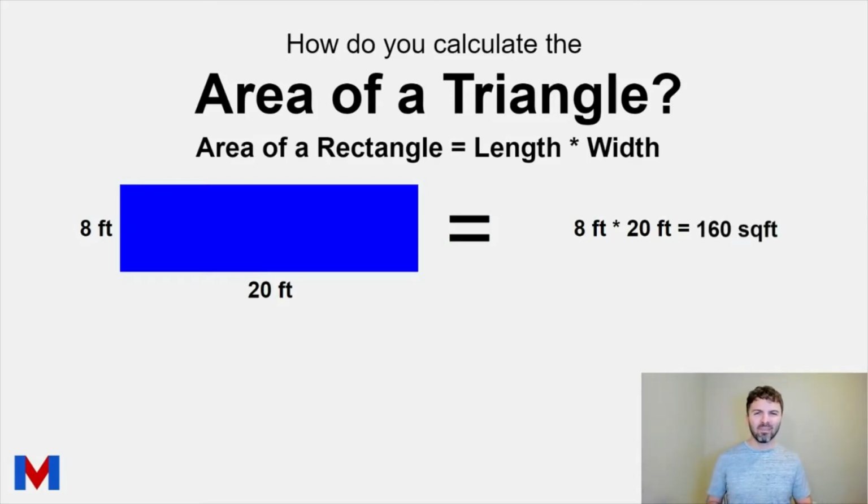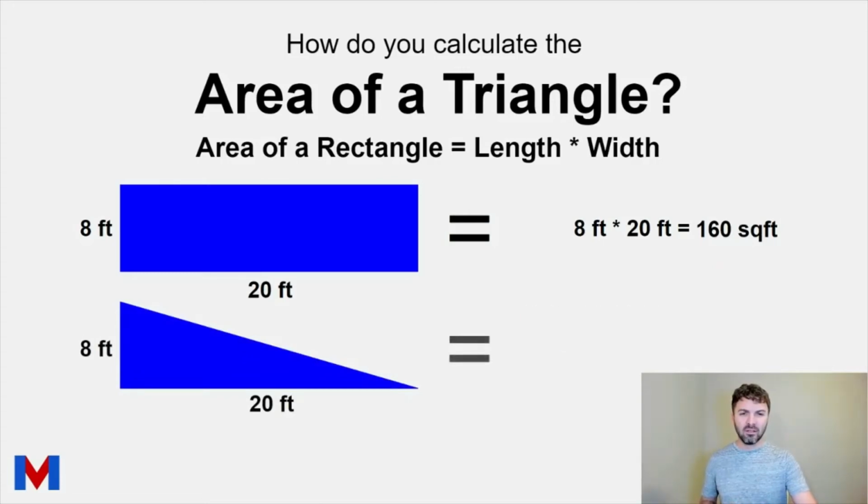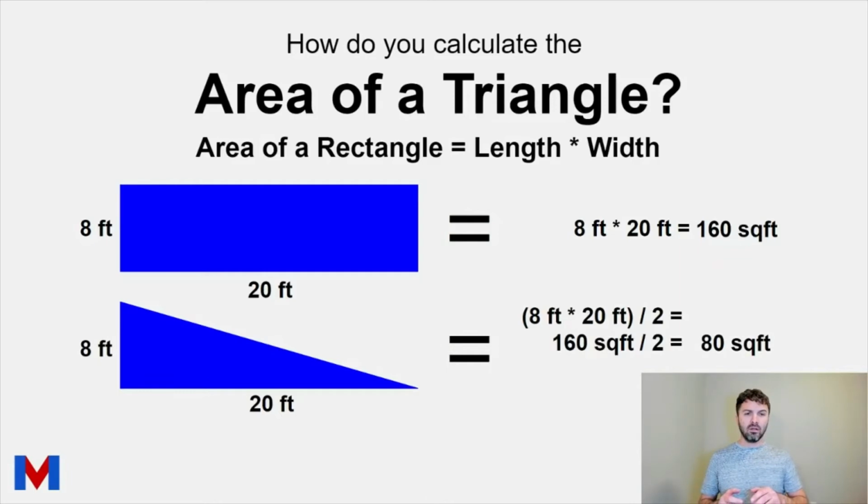All right. But a triangle here, if we take a triangle with the same dimensions as this, which is 8 by 20, then, whoa, what just happened here? It's 80 square feet. Why'd you divide by 2? Okay, here's what's going on. So this triangle right here is half of that big rectangle you see right above it. All I did is I went from the top left corner, I did a line to the bottom right corner, and I cut it in half.